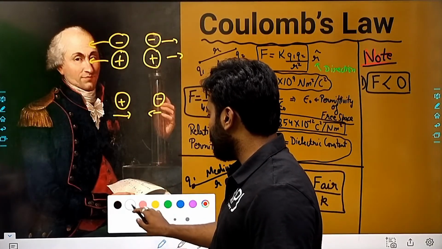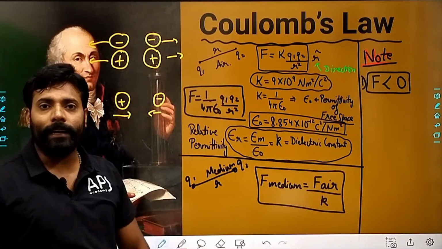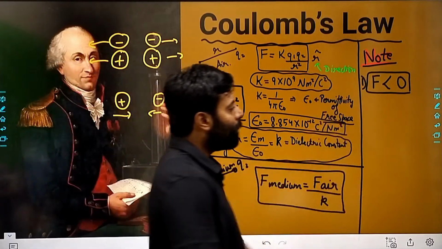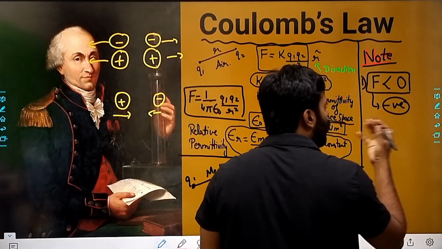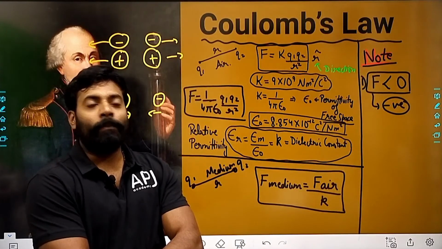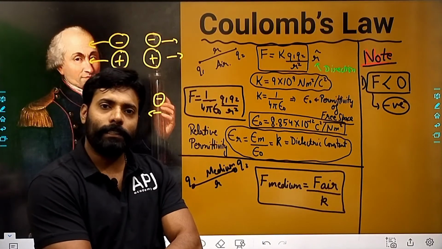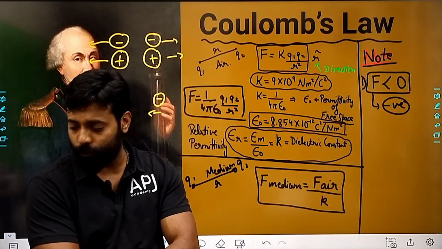So if I am saying that my force is coming out to be negative, right? That means if F is less than 0, my force is coming out to be negative, then what will happen? Will it be attractive force or will it be repulsive force?